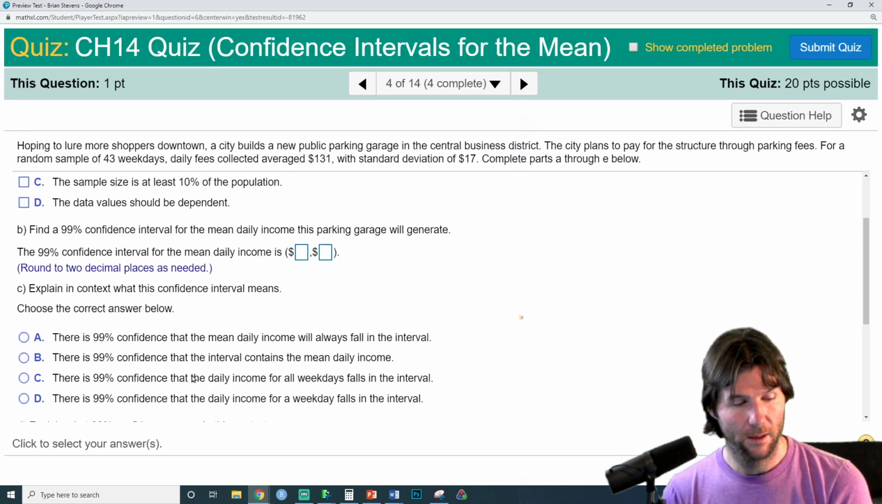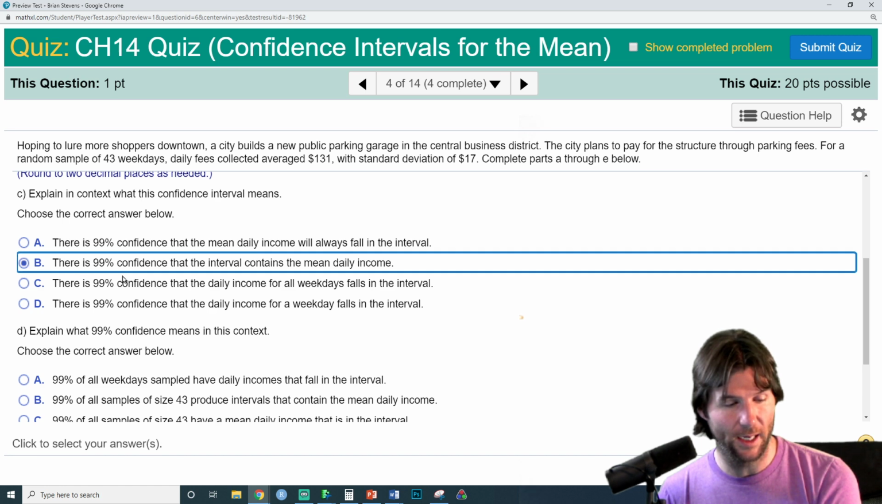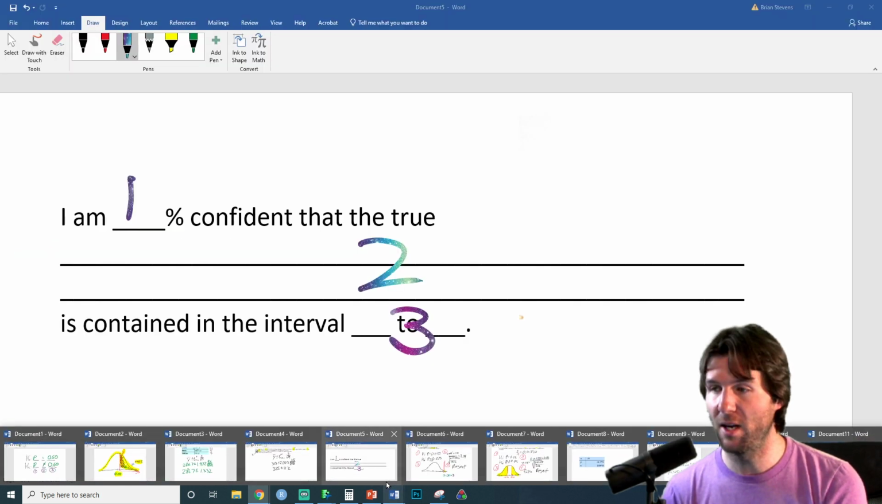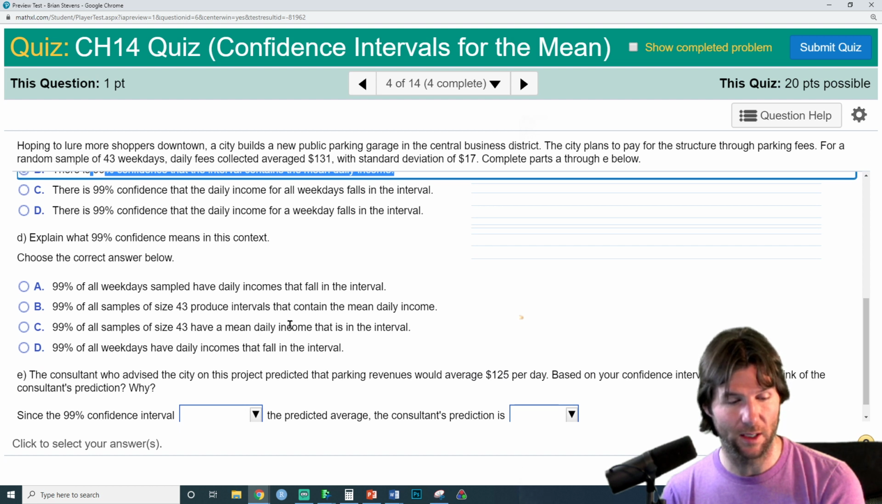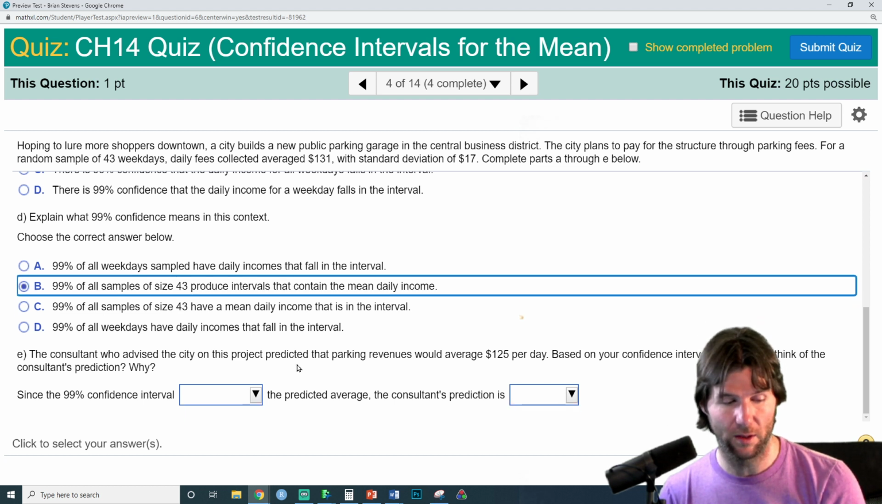Let's check it out. So we have right here, explain your interval. There's 99% confidence that the interval contains the mean daily average, not that it will fall inside the interval. I am 99% confident that the interval contains the mean daily average. Explain what 99% confidence means. 99% of samples of size 42 will produce intervals that will contain the truth.